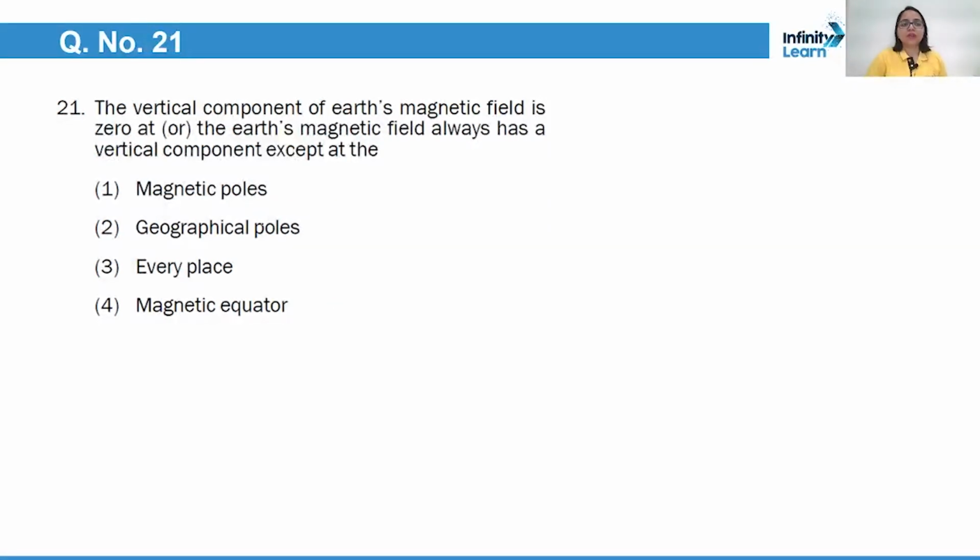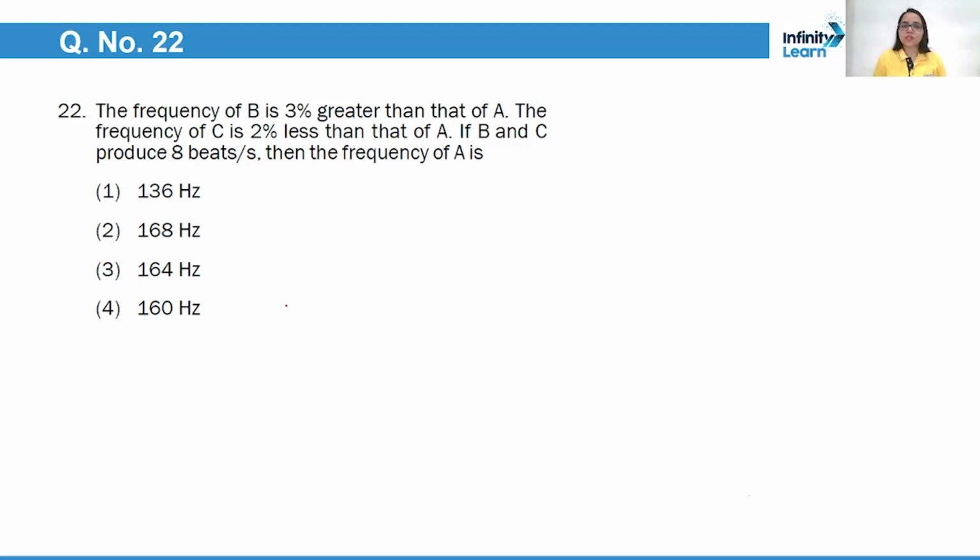Question number 21. The vertical component of Earth's magnetic field is 0 at, or the Earth's magnetic field always has a vertical component except at the magnetic equator, right? So at the magnetic equator, the vertical component of Earth's magnetic field is 0. Next is question number 22.